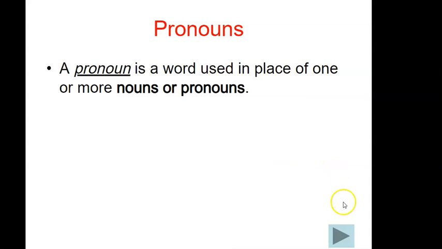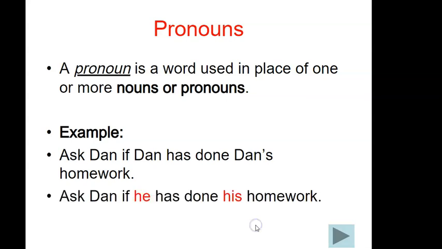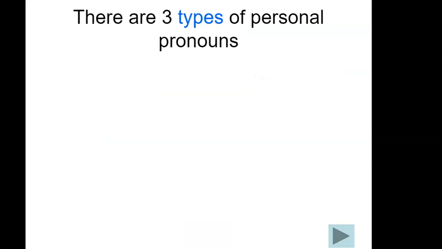So, what is it, pronouns? A pronoun is a word used in place of one or more nouns or pronouns. For example, if Dan has done Dan's homework, if you use pronouns, Dan, if he has done his homework. Here you can see that he and his are pronouns.